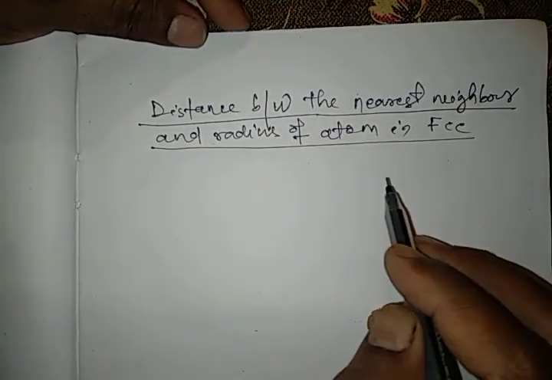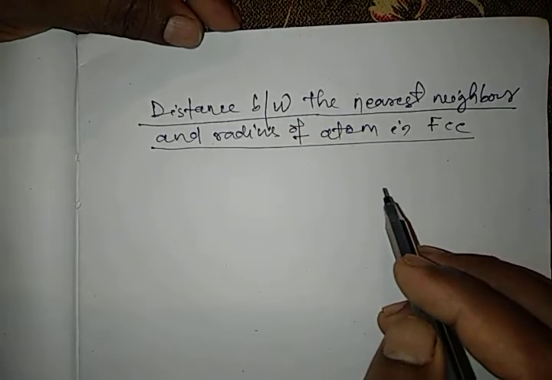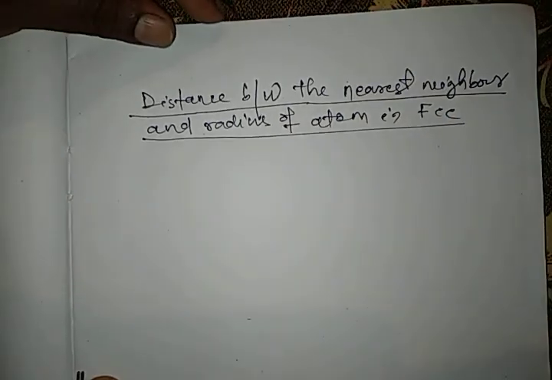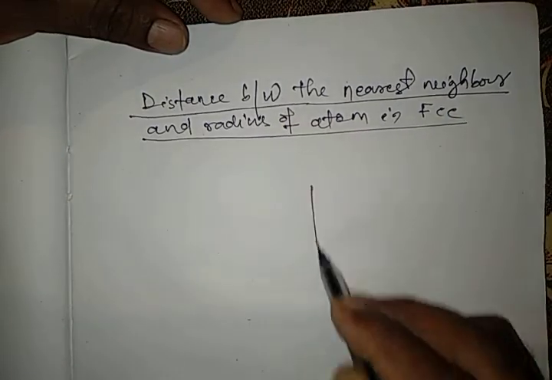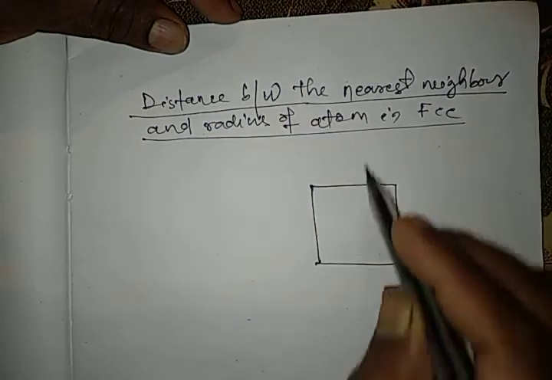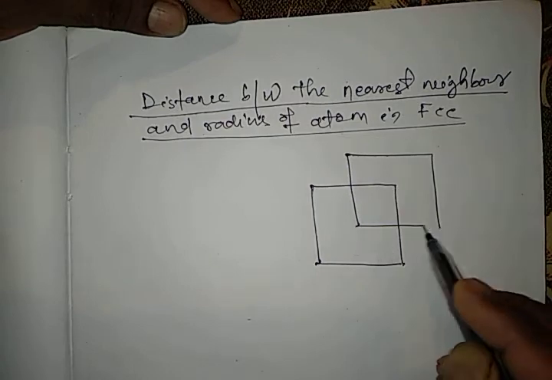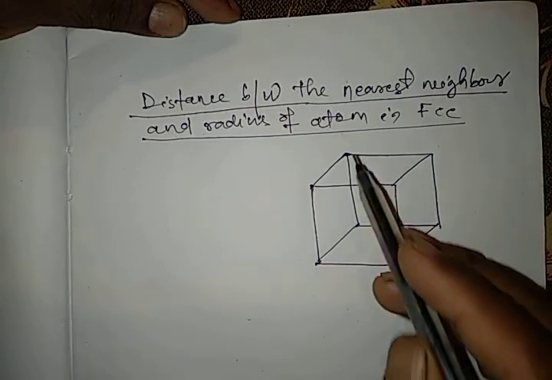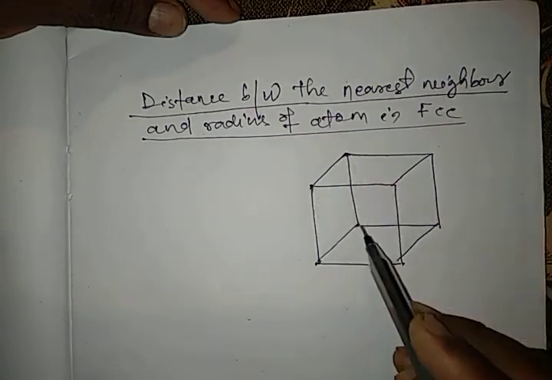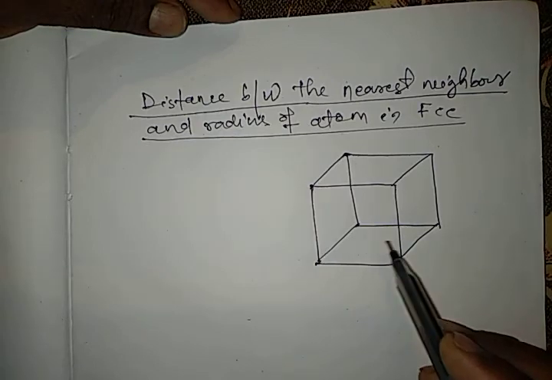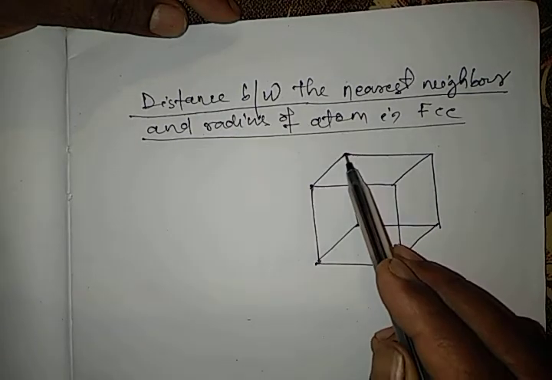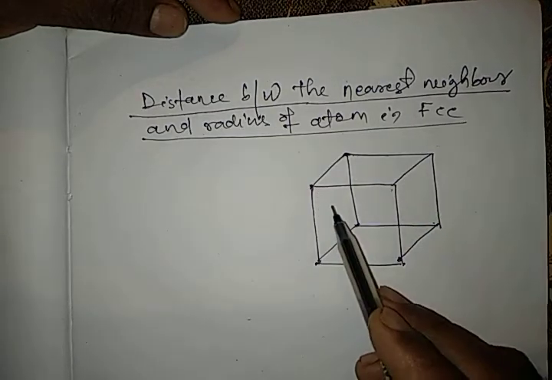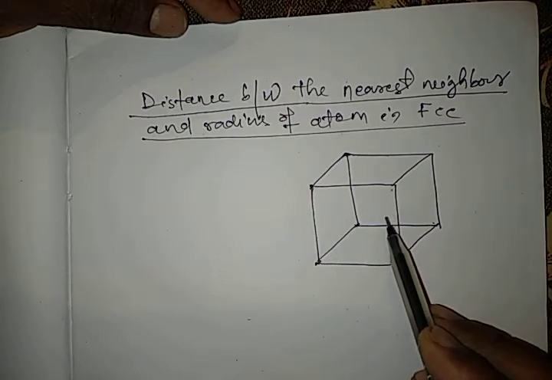We know that FCC is a unit cell in which atoms are present at all corners of the unit cell and also present at the center of each face. Suppose this is the unit cell, and these are the 8 corners, like 1, 2, 3, 4, 5, 6, 7, 8. Atoms are present at each corner of the unit cell and also at the center of each face of the cube.